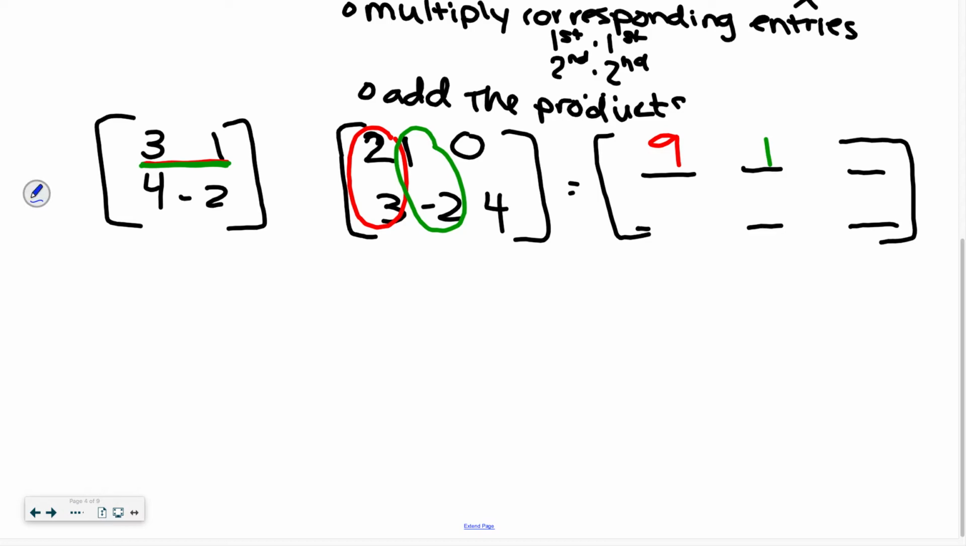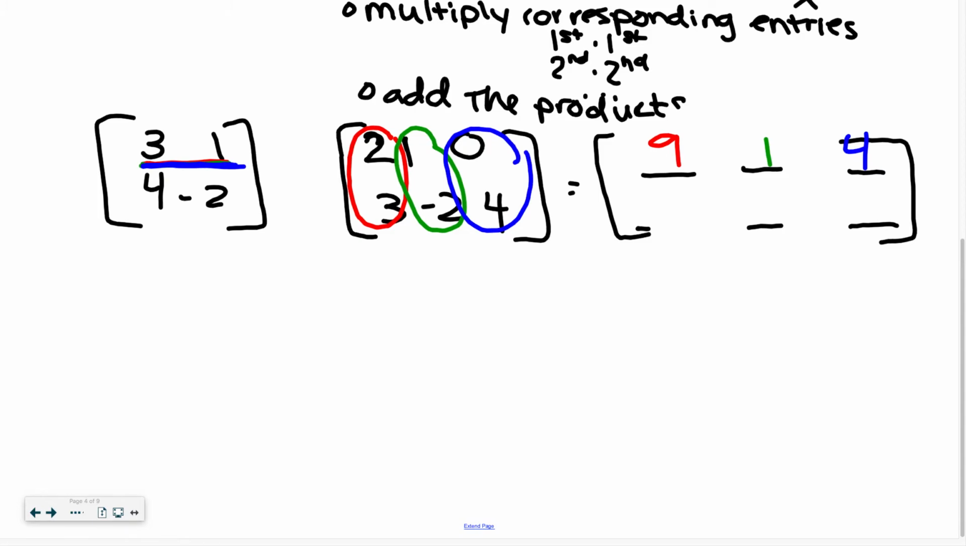I want the first row, third column entry. So in the matrices, I'm going to take the first row times the third column. I just have to move through the whole matrix to get that whole row. 3 times 0 is 0, plus 1 times 4, 4. Okay, so we took the first row and multiplied it by every single column individually, which gave us our 3 columns in our answer matrix.